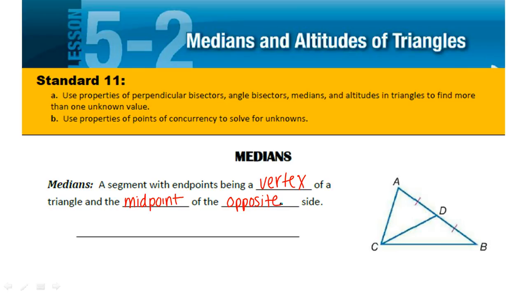So in the picture, you can see that our median is going from vertex C to the midpoint of the opposite side. The midpoint is shown by marking both sides congruent of that midpoint. So in the picture, CD is a median of triangle ABC.